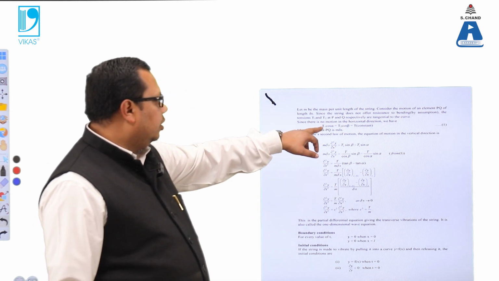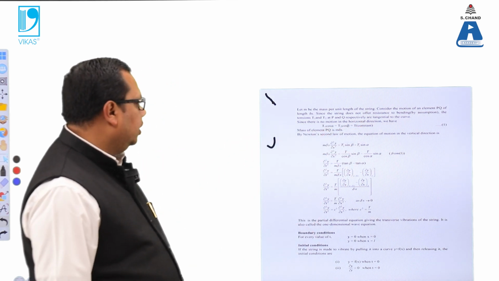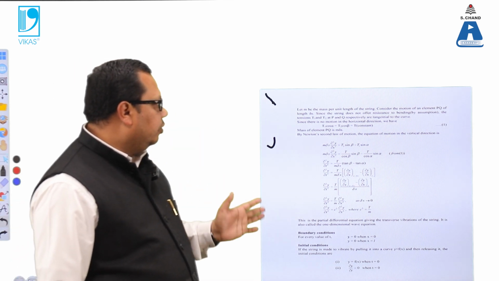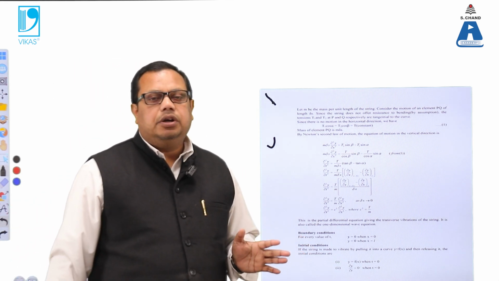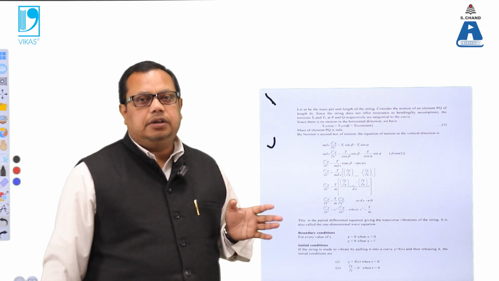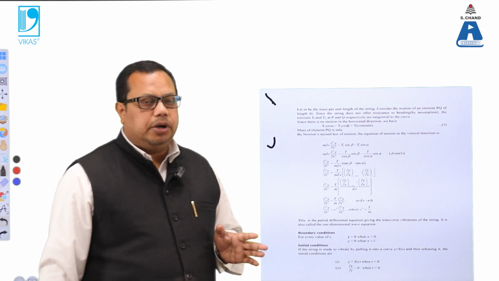Now T1 cos alpha is equal to T2 cos beta, and T is a constant. So how can we modify this equation? By using Newton's second law of motion, where we say that the external force is equal to the rate of change of momentum per unit time.